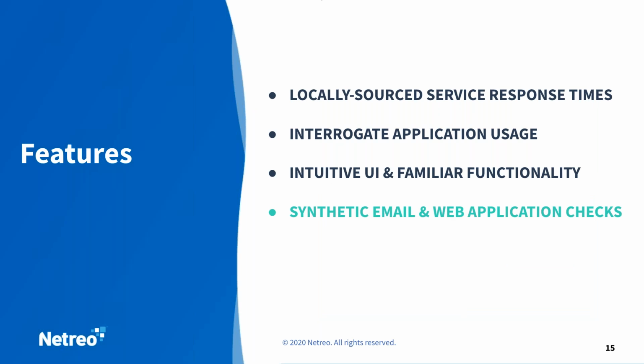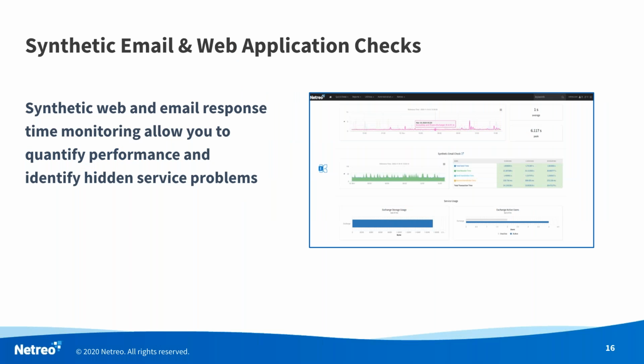All right, so then the last feature that's included with 365 Insight are the synthetic email and web response checks, and that addresses the potential problem of not getting real service availability. Now, checks like this allow you to quantify performance and identify hidden service problems.